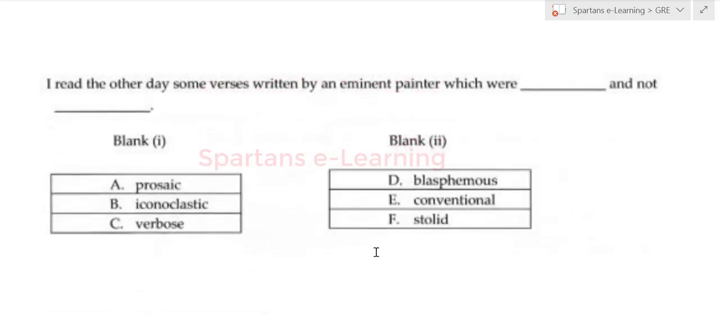So let's see the question here. Options here are prosaic, iconoclastic, verbose, blasphemous, conventional, stolid. Now this is purely your vocab based question, right? Earlier, when the GRE was for 1600, you used to get direct questions on vocabulary. They used to ask what is the meaning of so and so word, what is the opposite of so and so word. At that time they were extensively testing vocabulary.